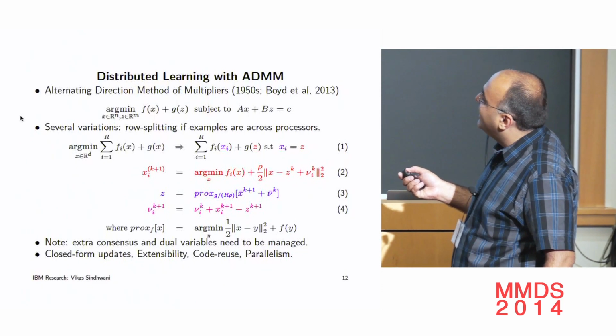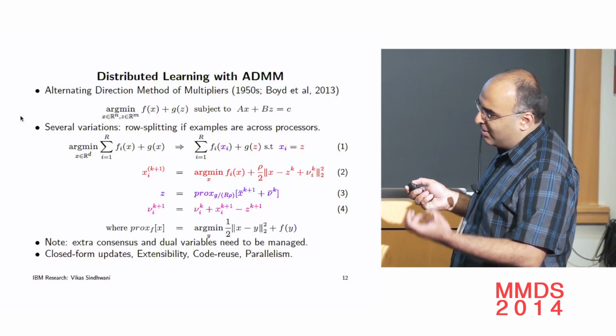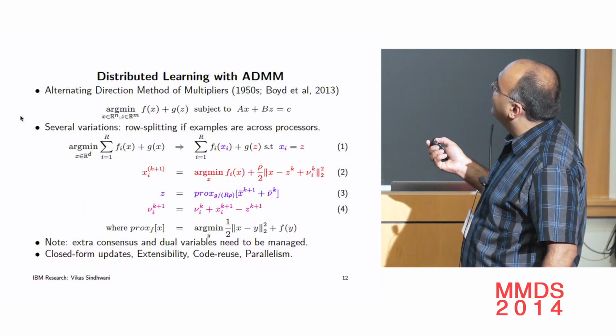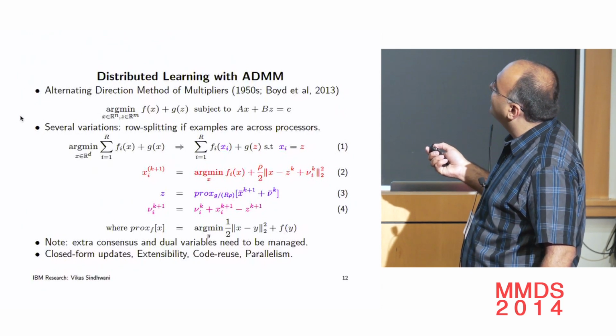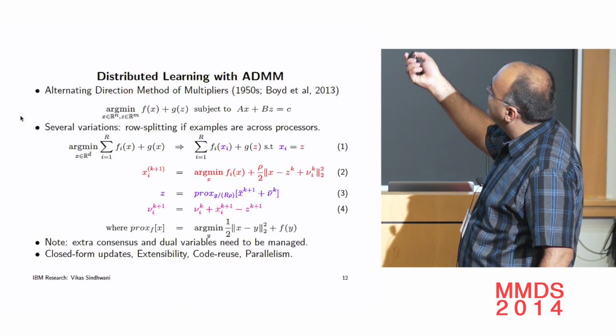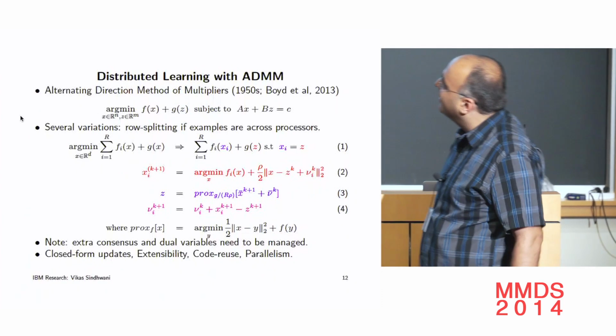So the way ADMM would proceed is to split the variables. So introduce xi, which is a local model on node i, and a variable z. So now you have completely split the variables here and added a constraint, which is xi is equal to z. So all these local models have to agree with this global model, which is z.